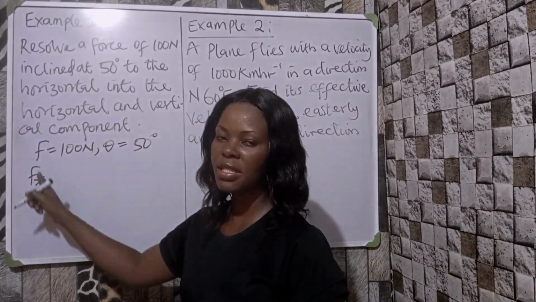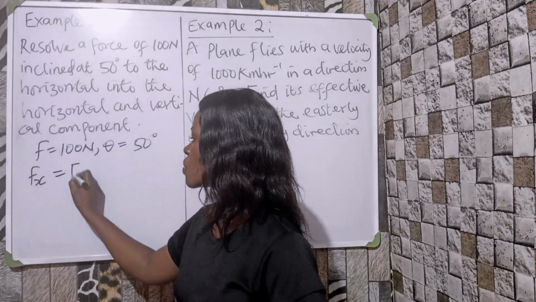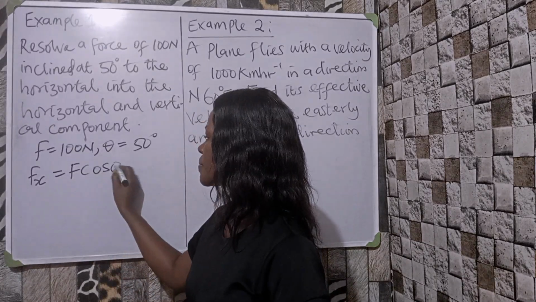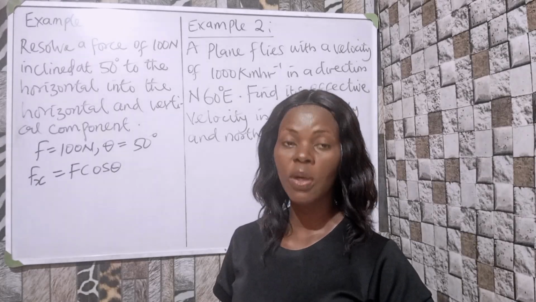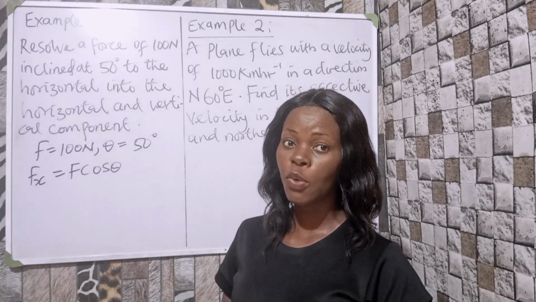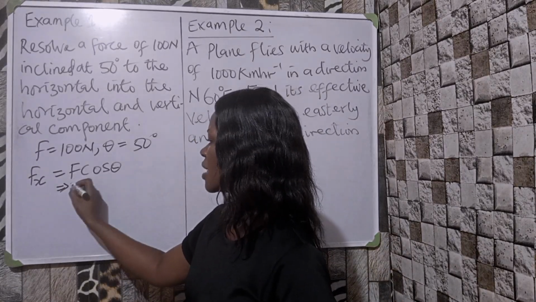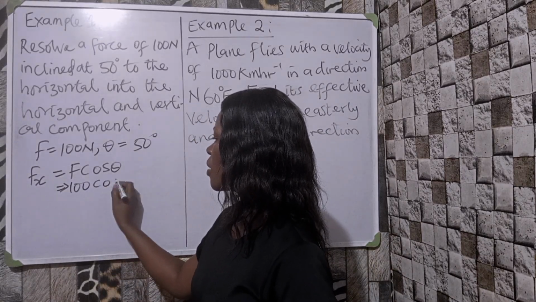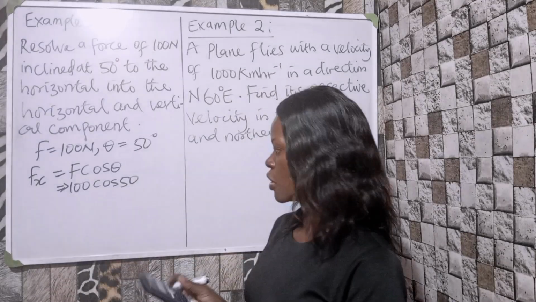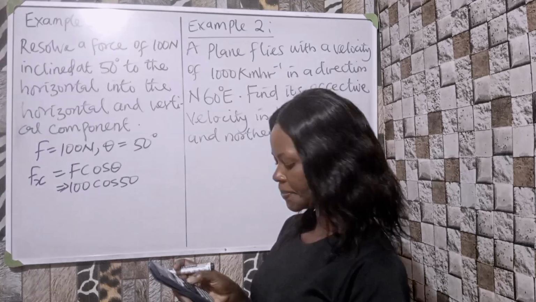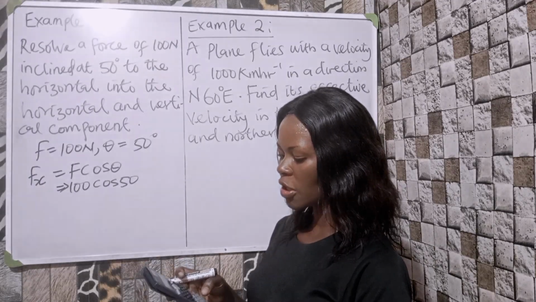Fx, because it is the force moving in the horizontal direction. So it is equal to F cos theta. Don't forget that I told you that the horizontal goes with cos, and vertical goes with sine. Alright, so we're just going to slot in our values by saying 100 cos 50. That's all. As simple as that. With the help of the calculator, we say cos 50 equals this, times 100.